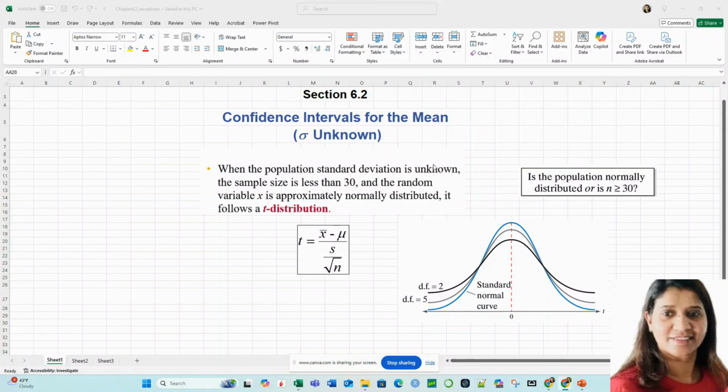When sigma is unknown and either the population is normally distributed or your sample size is 30 or more, we use the t-distribution instead of the normal distribution. The shape is similar to the bell curve, but the tails are thicker, especially with smaller samples. That's because we are working with more uncertainty.